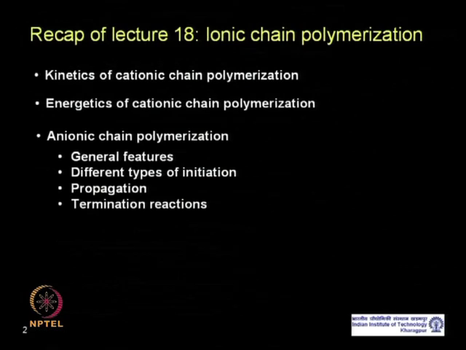Now, let us recap the lecture we had last time, lecture 18, where we talked about cationic chain polymerization, kinetics and energetics, and we started our discussion on ionic chain polymerization. We talked about general features of ionic chain polymerization and different types of initiation mechanisms and propagation, and we just started a few examples by which anionic chain polymerization can be terminated.